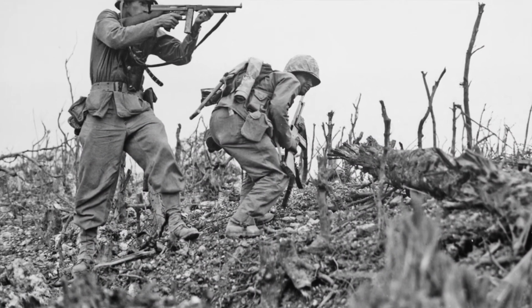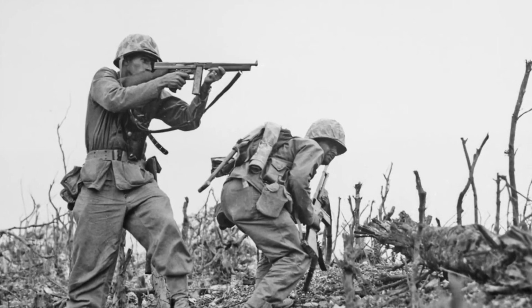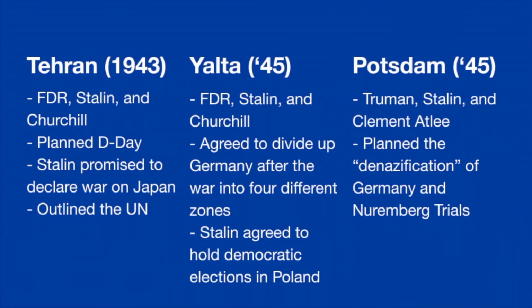In the Pacific theater, the U.S. used the method of island hopping, which involved going from island to island in the Pacific and driving out Japanese forces. By July of 1943, Allied forces had pushed the Axis out of Africa entirely and began moving into Sicily and Italy. In 1943, as war raged, FDR, Stalin, and Churchill met in Tehran, Iran. At the conference, they planned D-Day. Stalin promised to declare war on Japan after defeating the Germans, and they outlined what would eventually become the United Nations. In June of 1944, the most important day of the war occurred.